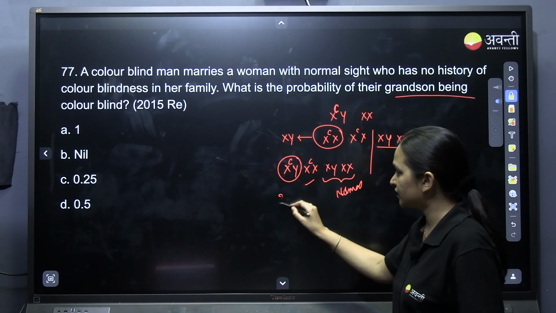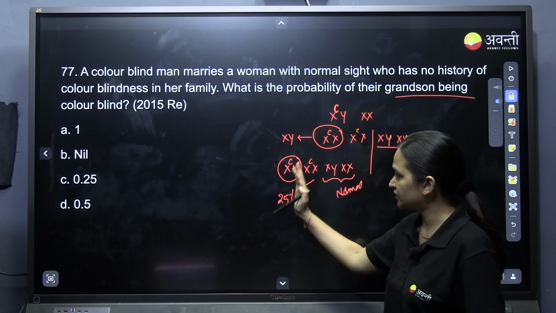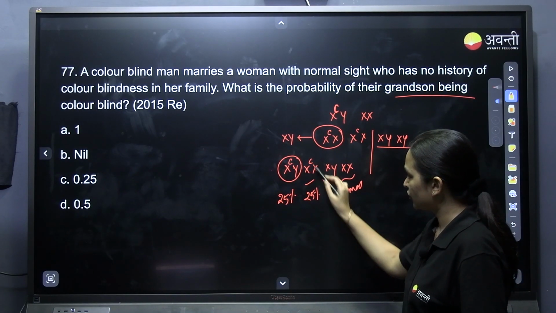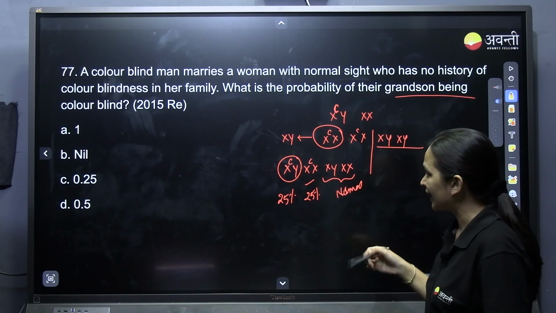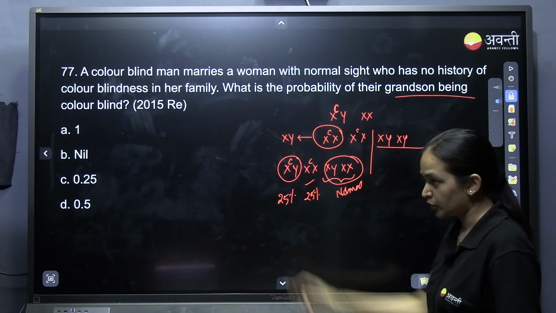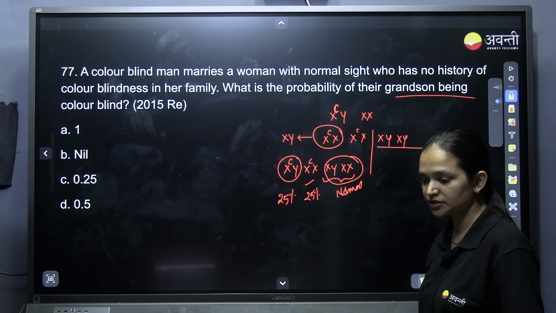What is the percentage? It is around 25%. There is a 25% chance of the grandson being colorblind, and 25% of the granddaughter being a carrier, and 50% of the children will be normal. So what is the answer?